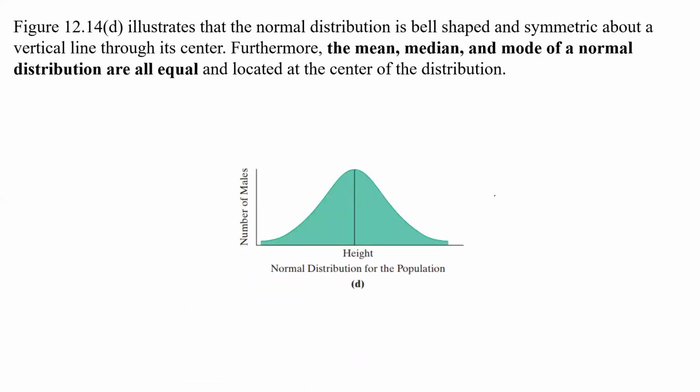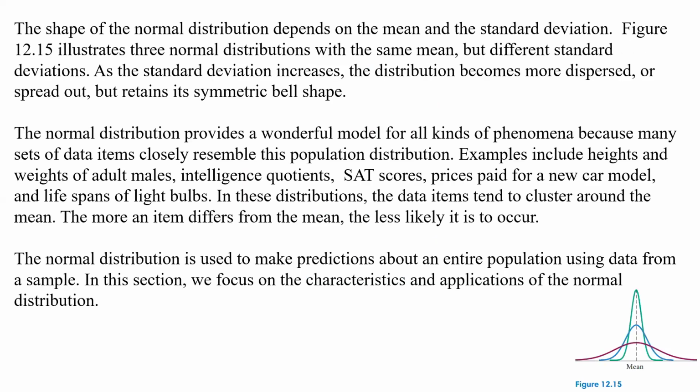Now, in figure 12.14d, this normal distribution is bell-shaped and it's symmetric about a vertical line through the center. Furthermore, in this case, the mean, the median, and the mode of a normal distribution are all equal, and they're located right here at this center. So we have x bar, the median, and the mode all at that point there. So that's a nice thing about a normal distribution.